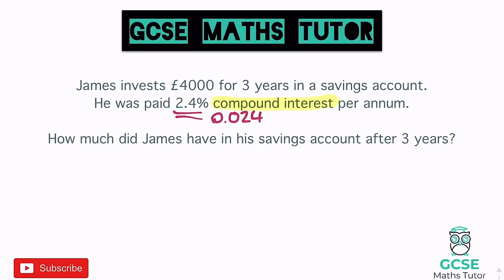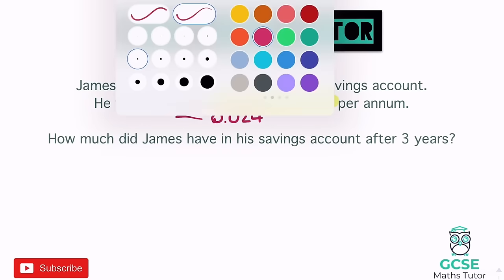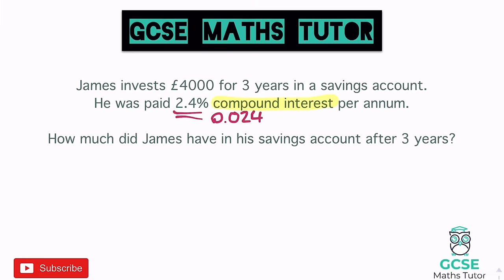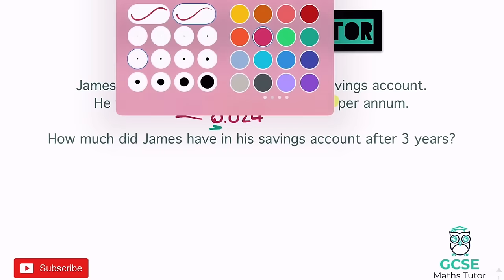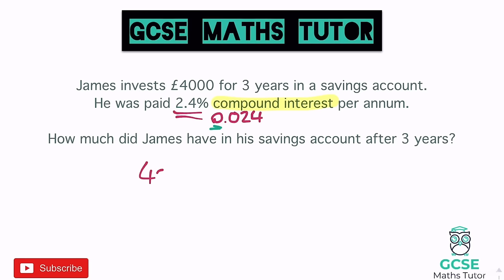Now, in order to actually increase by an amount, instead of putting a zero here, so instead of having this zero at the start, we can change that for a one. The reason being that if you times something by one, it obviously just becomes itself. 4,000 times one is 4,000. But if you times it by 1.024, add on that extra 2.4% as a decimal, it'll actually increase it for you. And you can try that on your calculator. If you do 4,000, let's write it down, and you multiply that by 1.024, it'll add on 2.4% for you.